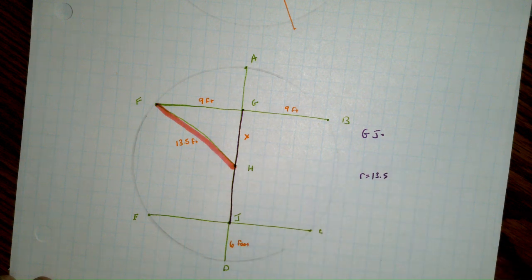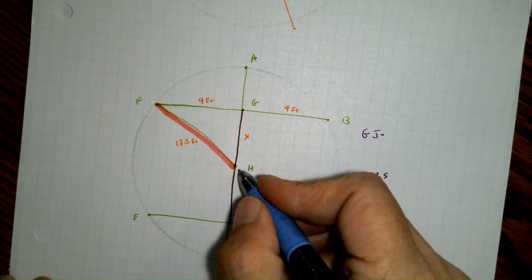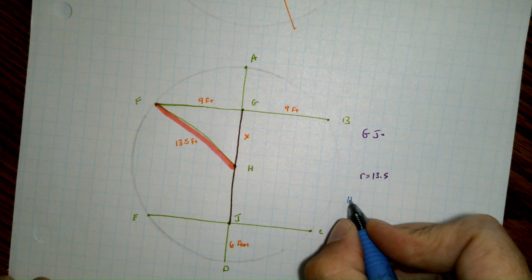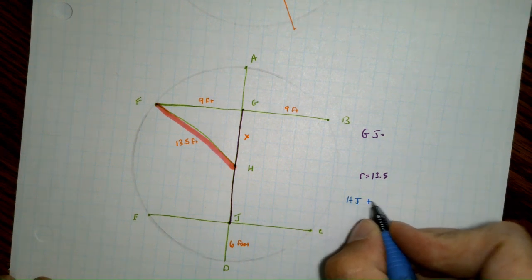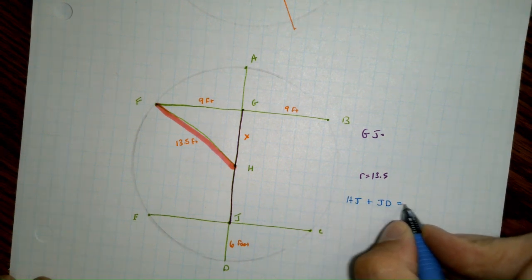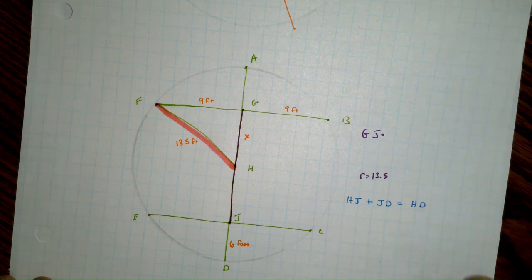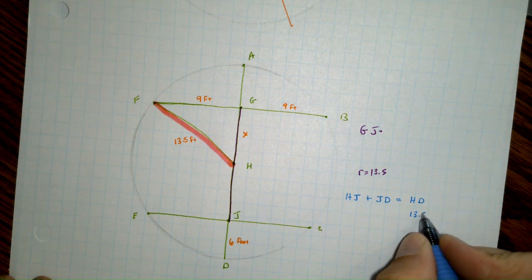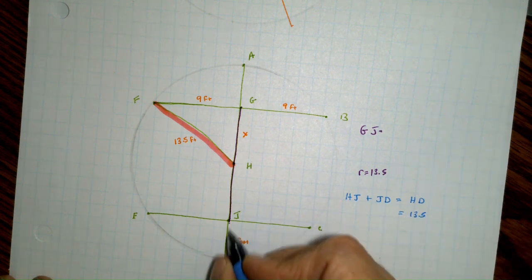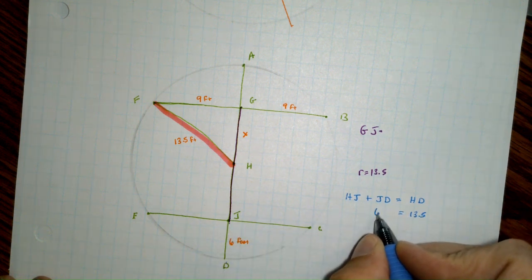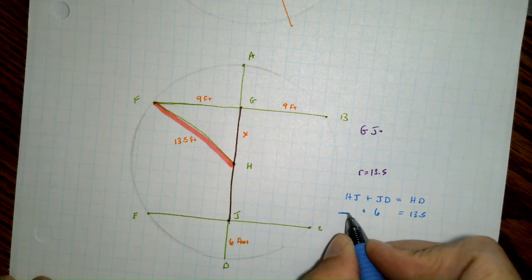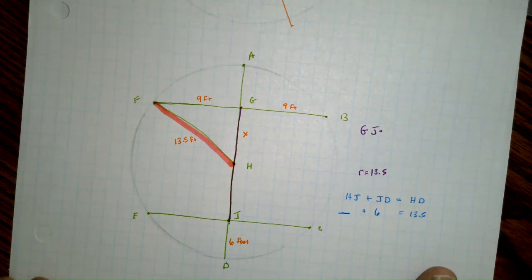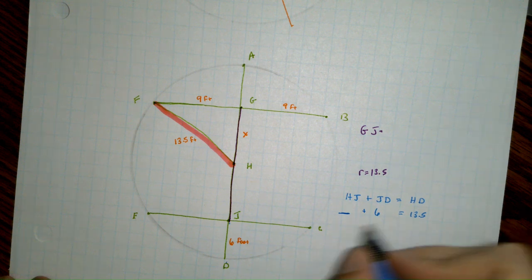But what I'm seeing is that HJ plus JD equals HD, which would be the radius, right? H to D is a radius, so it'd be that 13.5. And we know J to D is 6, but we don't know H to J. So subtract 6, we find out HJ is 7.5.